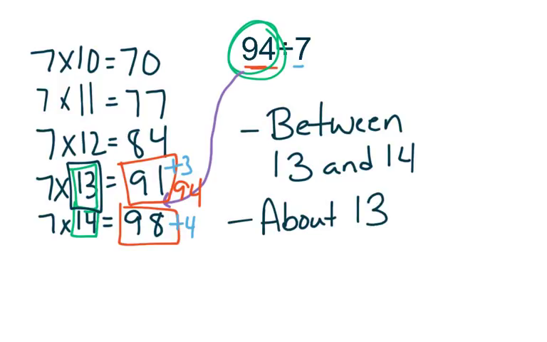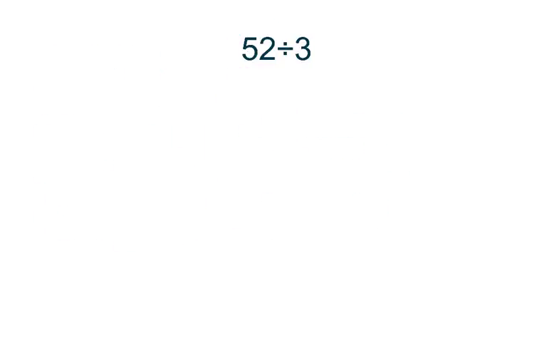So these are the two pieces you're going to need for this problem. All right, let's go ahead and look at our next problem. We have 52 divided by 3. I want you to go ahead and list your multiples. Find the two numbers that our quotient is going to fall between, and then which is going to be closest to our actual quotient.